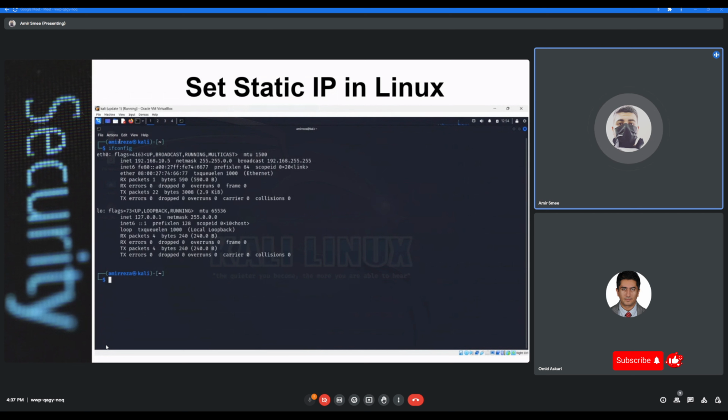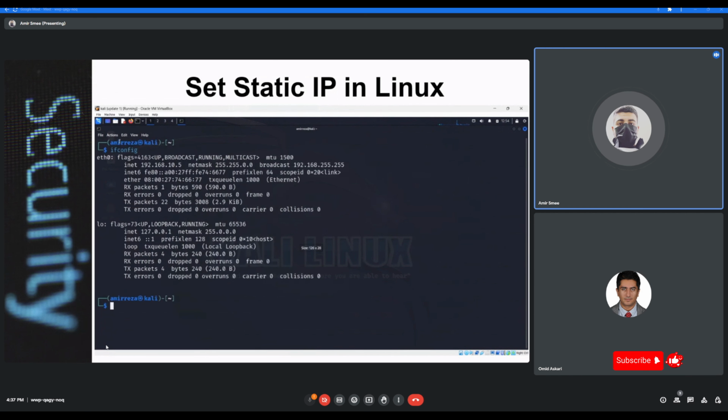As you can see, the name of my interface in my Kali Linux is eth0, and now its IP is 192.168.10.5, and its subnet mask is 255.255.0.0. If I want to change its IP, I use the following command.